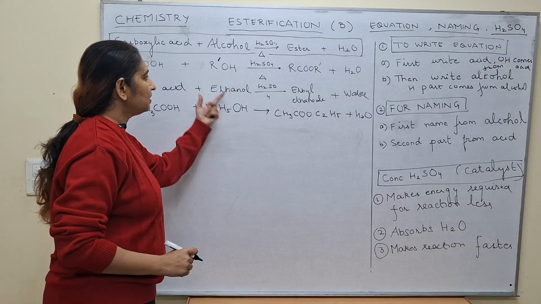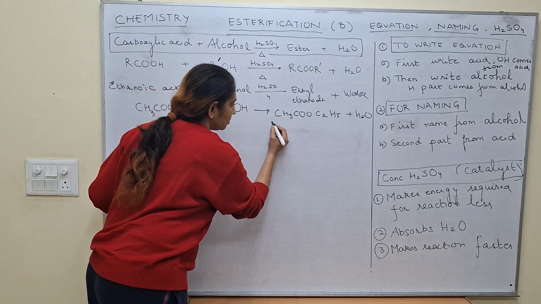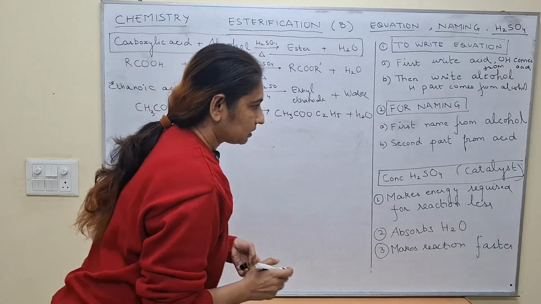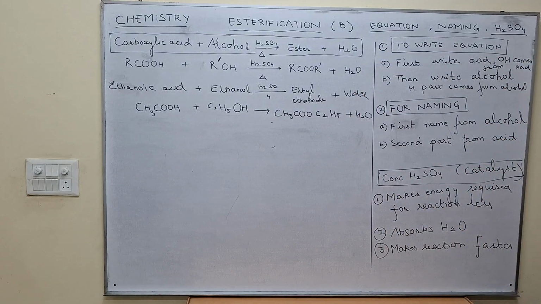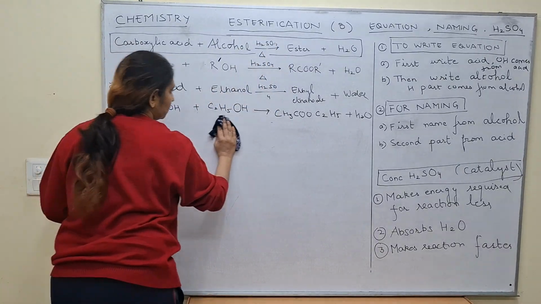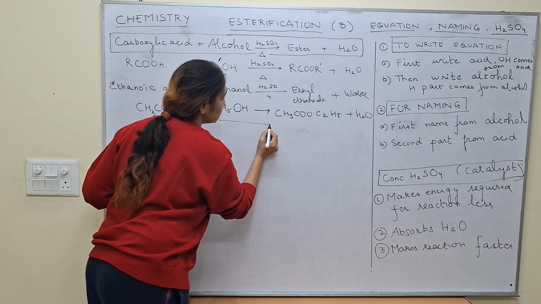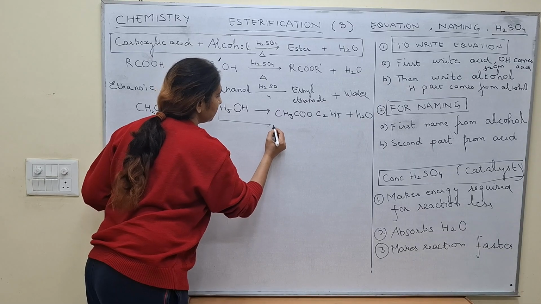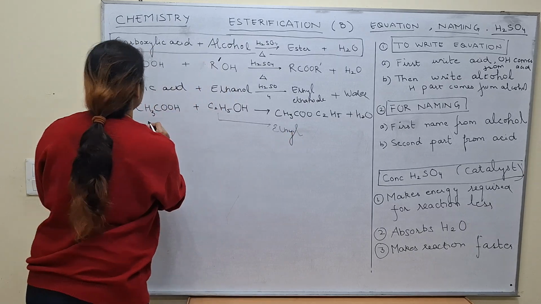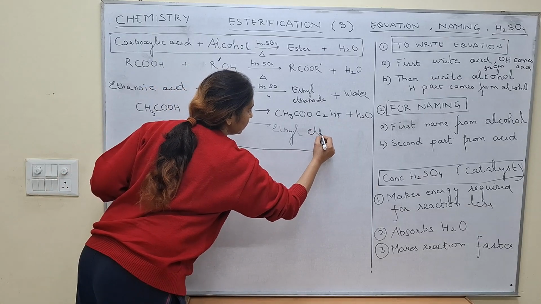What is it? Ethyl alcohol, ethane. So we'll write ethyl because of this one. So we will write this part is giving us the name ethyl. Okay, and this part is giving us the name ethanoate.